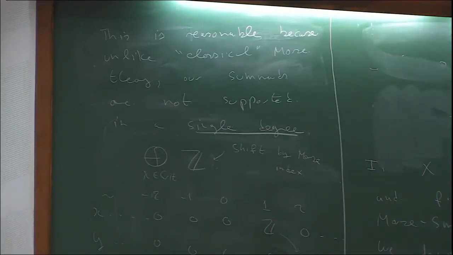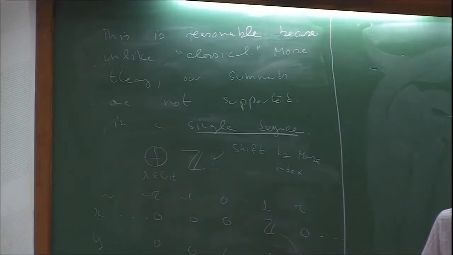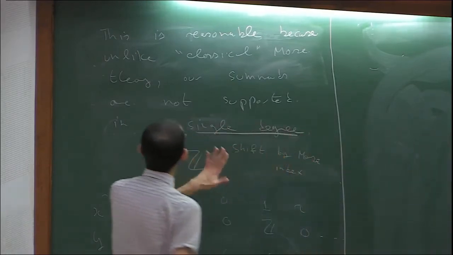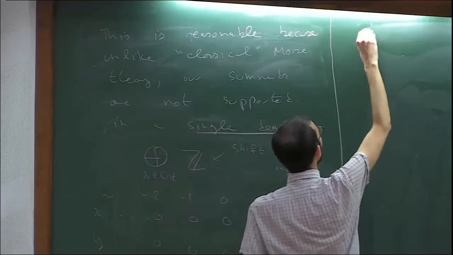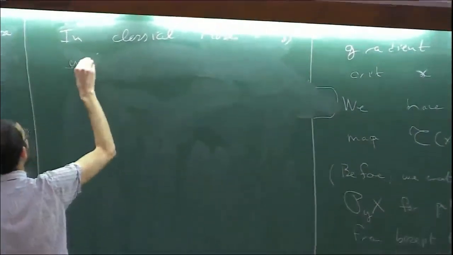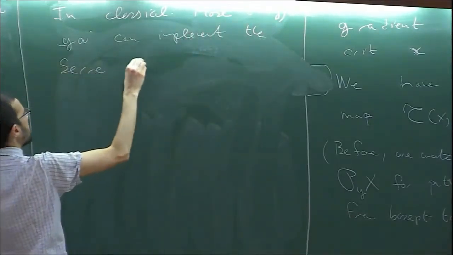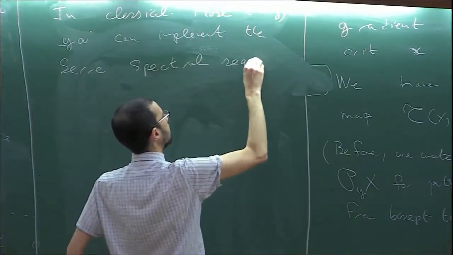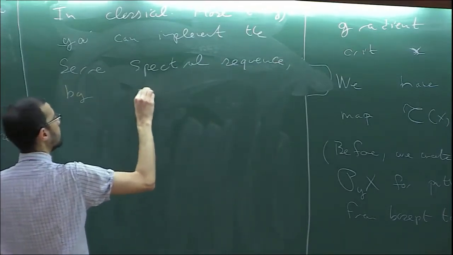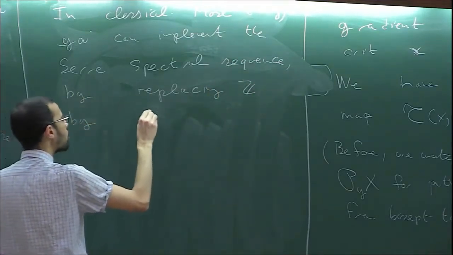The analogous thing that people might be familiar with is trying to compute Morse homology over a fibration. Yes, thank you. So as Janko points out, in classical Morse theory you can implement the Serre spectral sequence by replacing this copy of Z, for a fibration, by something like the homology of the fiber.